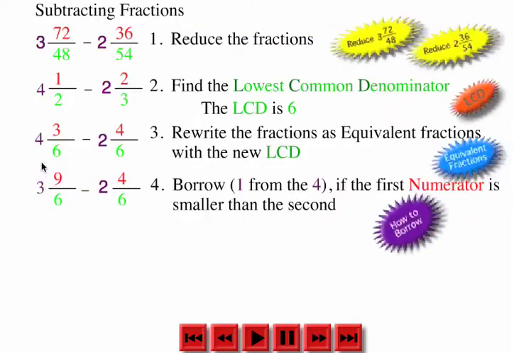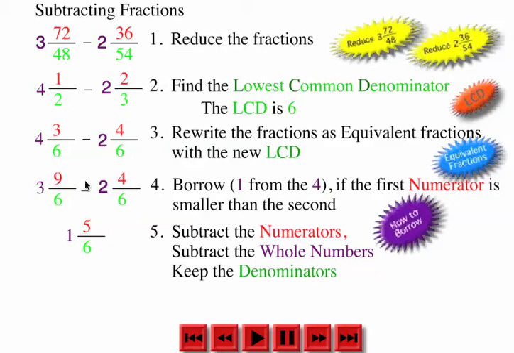So we borrowed, and now we have, instead of 4 and 3/6, we have 3 and 9/6, and then the 9 subtracts the 4, and that gives us 5/6, and the 3 subtracts the 2, and we have 1, so 1 and 5/6. Then we want to reduce. In this case we can't, but check to see if you can reduce, because very often you still can.